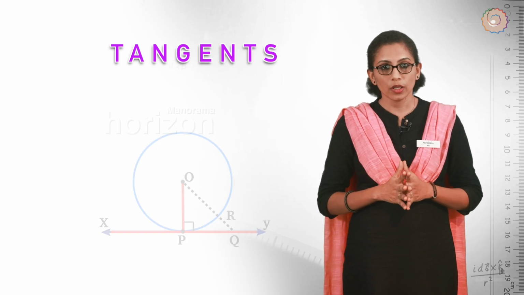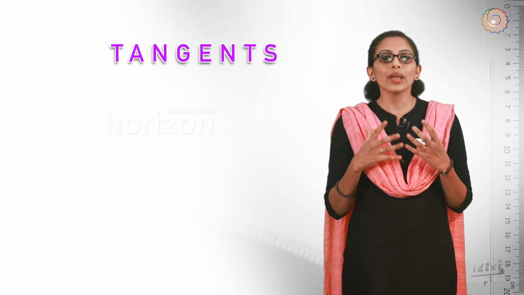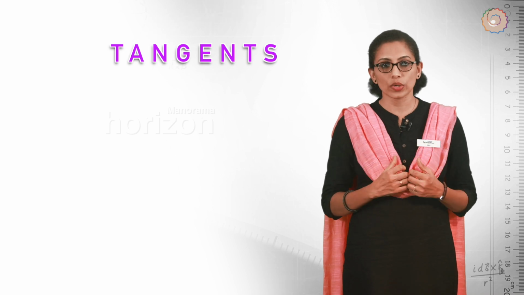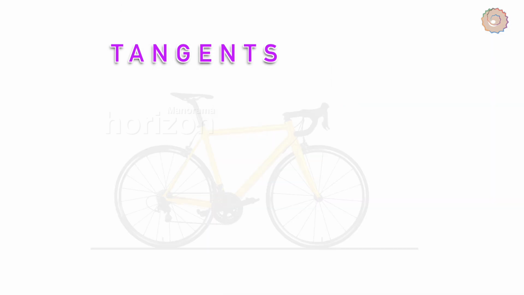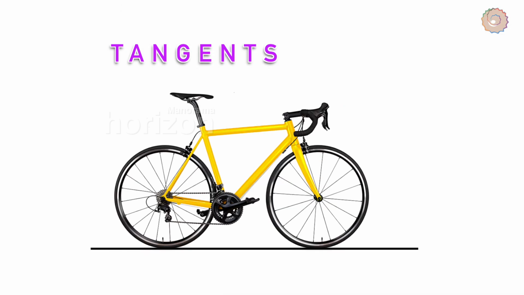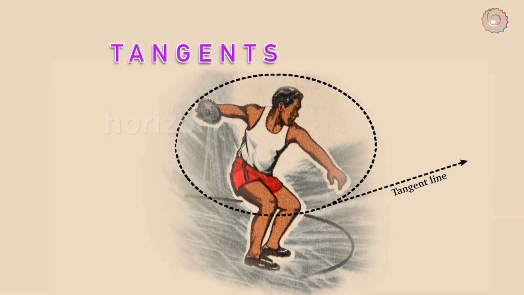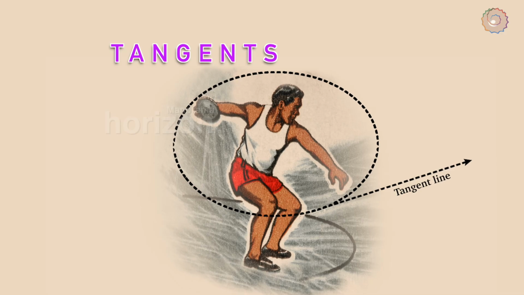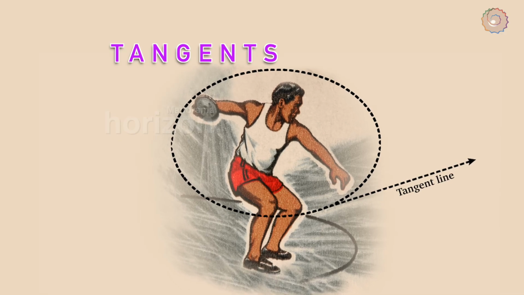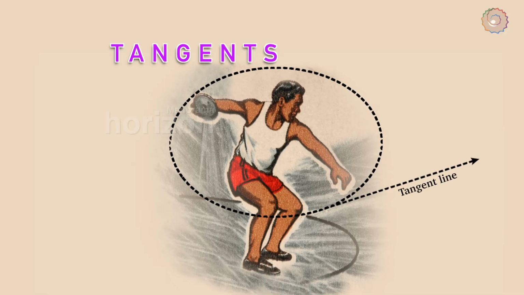Hence, proved. Now, let's see some real life examples of tangents to a circle. First one: when a wheel moves along a road, the road becomes a tangent at each point as the wheels roll on it. Second, another example you can see is a person performing a discus throw. Here, the discus goes in a direction tangential to the circular motion.